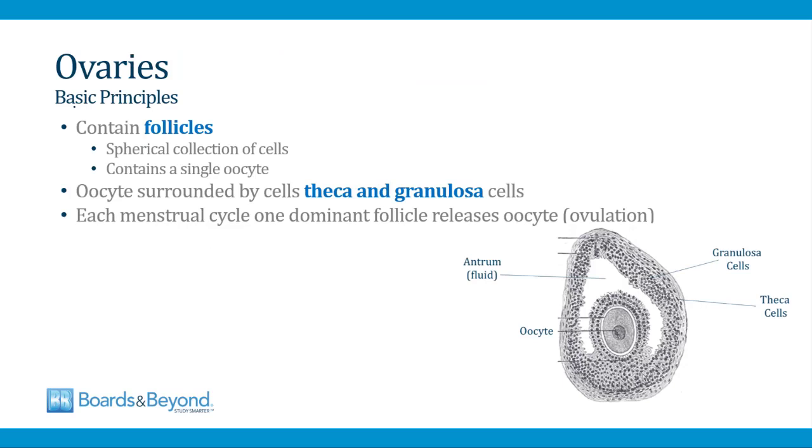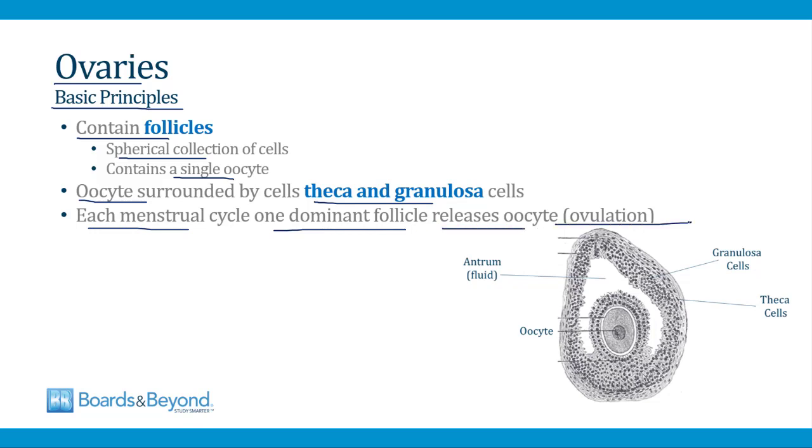Before we get into the menstrual cycle, let's briefly review some basic principles of how the ovaries work. So the ovaries contain follicles, which are spherical collections of cells that contain a single oocyte near the center of the follicle. The oocytes in the follicle are surrounded by theca and granulosa cells, and these are cells that produce hormones. These are the cells that respond to luteinizing hormone and follicle stimulating hormone. In each menstrual cycle, one dominant follicle emerges and releases its oocyte, and when this happens, this is called ovulation.